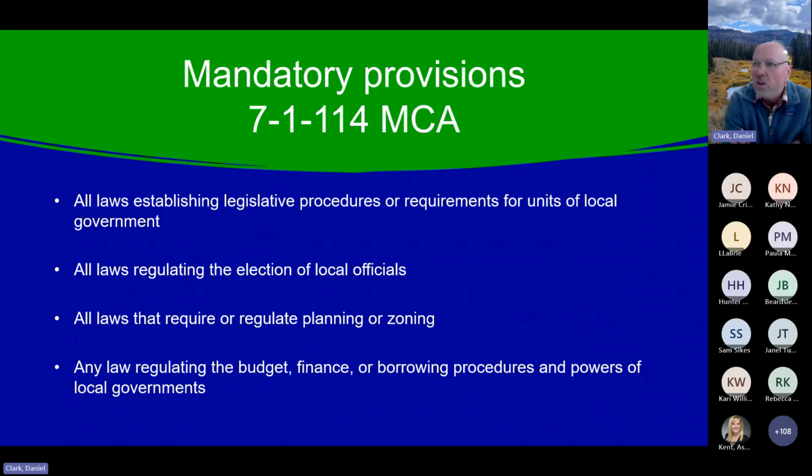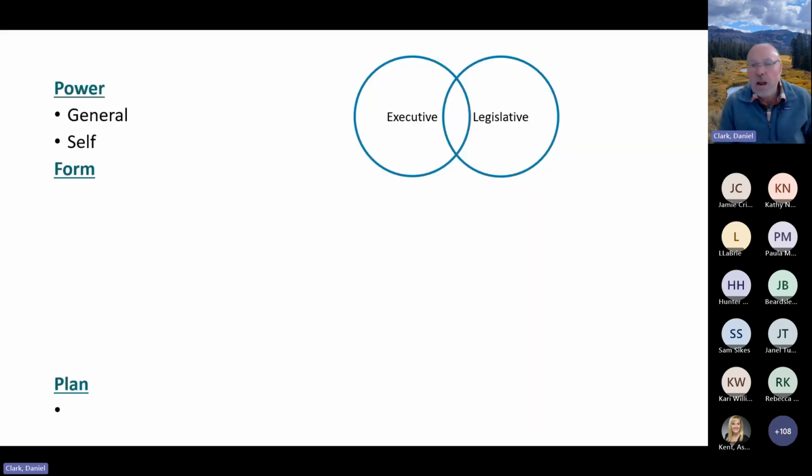Here are the mandatory provisions: all laws establishing legislative procedures and requirements of local governments, all laws regulating elections of local governments, all laws requiring regulation of planning and zoning. Those are all reserved to the state. Budget, finance, borrowing procedures, again, those are all reserved to the state. So we're not having local governments creating their own budget and finance laws, but everyone's going to apply that consistently across the state. All right, so those are the powers.